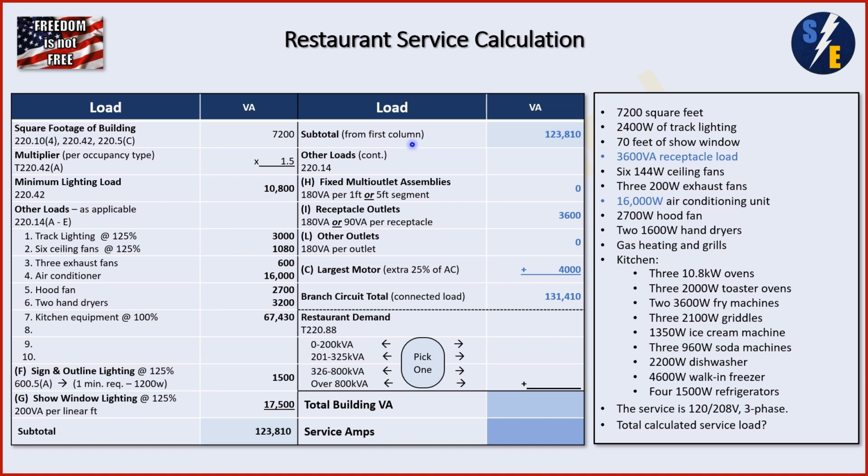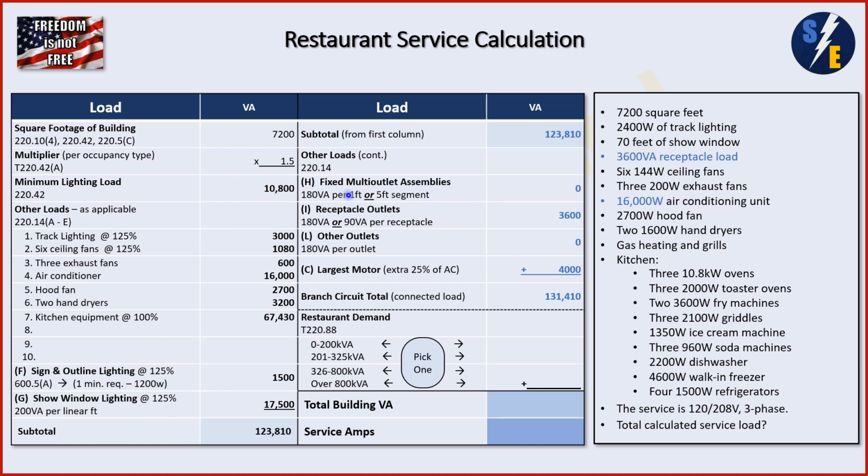Okay, moving on to the next column, we slide our subtotal up here. Then we're going to continue with our other loads. And I should have said this before, but basically what you're doing here is these other loads are just A through E. The rest of these, F, G, H, I, L, are all specific loads that have specific requirements for how they're calculated. That's why they're separated out. These other loads are just at 100%. The rest of these have special provisions for them.